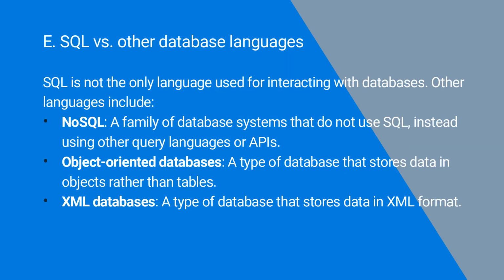SQL is not the only language used for interacting with databases. Other languages include NoSQL, a family of database systems that do not use SQL, instead using other query languages or APIs. Object-oriented databases, a type of database that stores data in objects rather than tables. XML databases, a type of database that stores data in XML format.